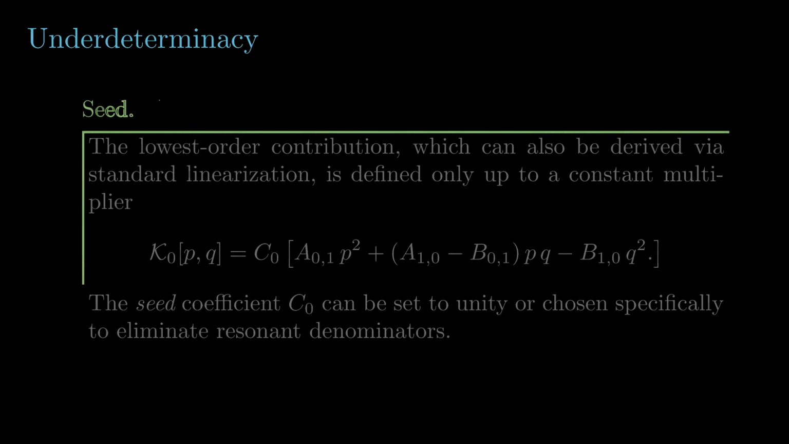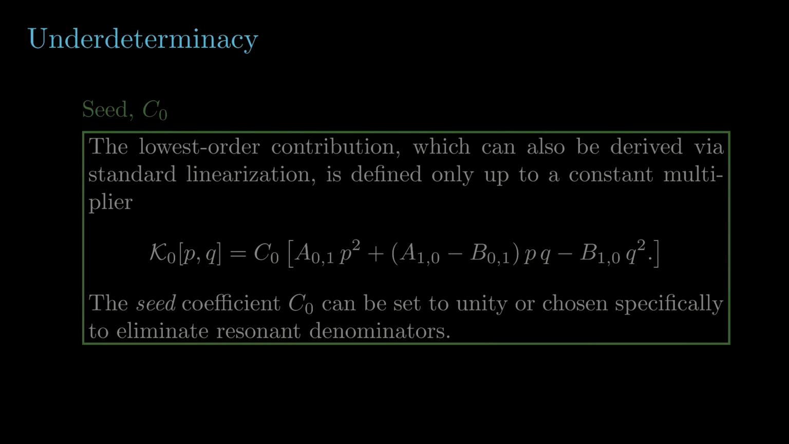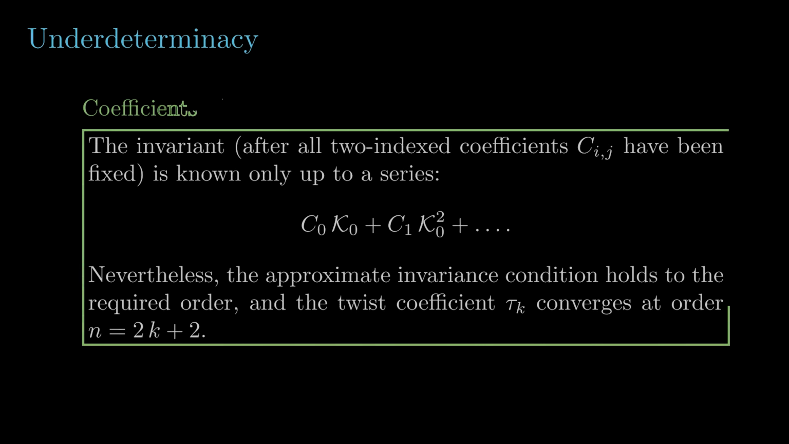The lowest order contribution, which can also be obtained via standard linearization, is defined only up to a constant multiplier C0. This is called the seed coefficient, and it can be set to unity or adjusted specifically to eliminate resonant denominators. However, this is not the only source of underdeterminacy. Even after all two-indexed coefficients are fixed, the invariant remains underdetermined up to an additional series involving single-indexed coefficients. Nonetheless, the approximate invariance condition still holds to the desired order, and the twist coefficient tau_k converges at order n equal to k+2.